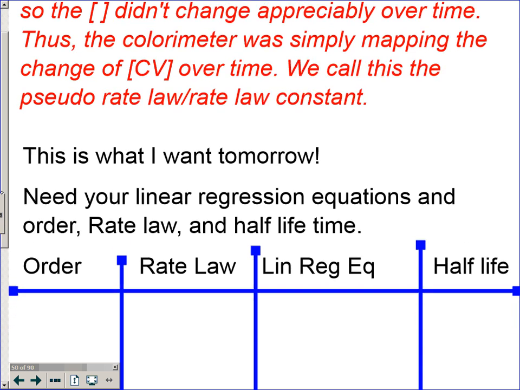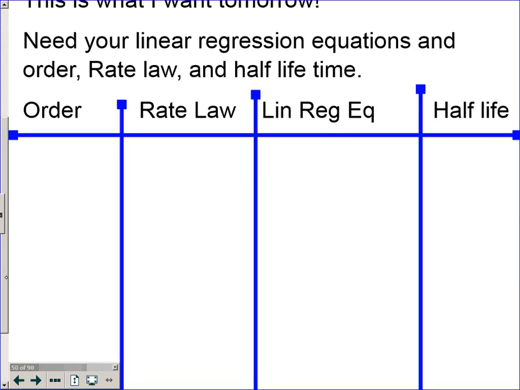So what I want from you tomorrow, can I take this down? Okay. What I want from you tomorrow is, first thing right when you walk in, write down your order, your rate law itself, the Lin-Reg equation that you associated with that rate law, and then the half-life. Okay. In your Lin-Reg equation, I'll be able to see what? Your K value. Which part of the Lin-Reg is your K value? The slope, so the M. Okay, so I'll be able to compare it from there, and then tomorrow I'll tell you the real deal, and then you can do percent error from there. Questions?